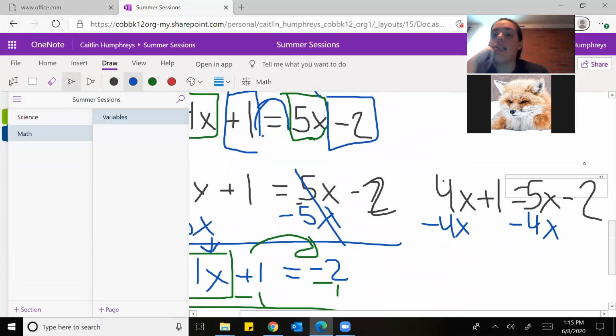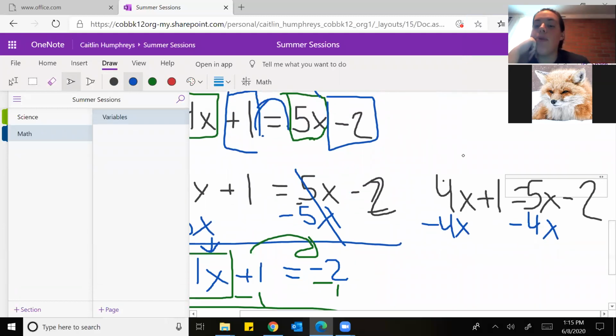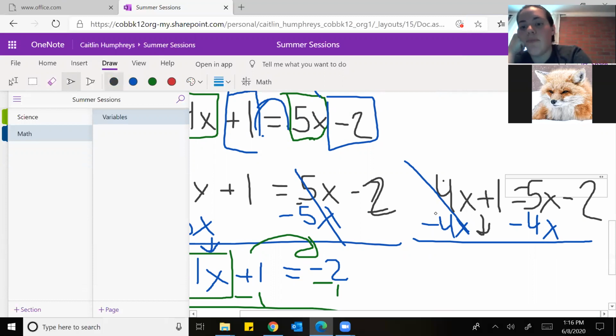So we have 4x plus 1 equals 5x minus 2. I'm going to move the 4x this time. What I do to the left, I have to do to the right. If I have $4 and I spend 4, I have no dollars. Remember to still bring down your remaining numbers. We have a positive 1 is equal to 5 minus 4 is 1x. Bring down your other variable, minus 2.